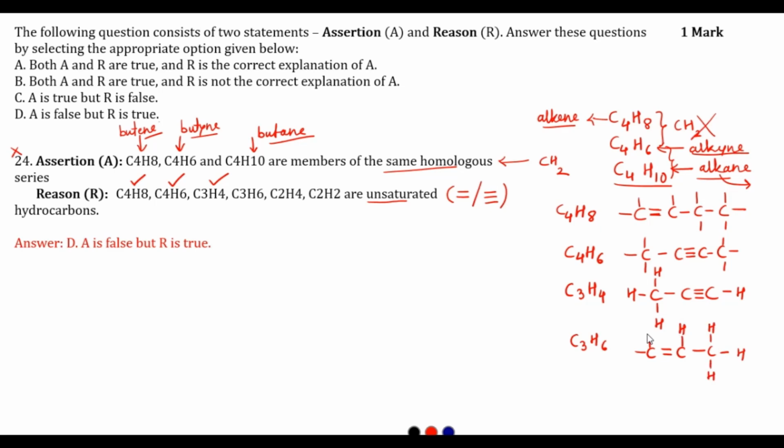I hope you're understanding. Each carbon should have 4 bonds. So that carbon valence will be balanced. 1, 2, 3, 4, 5, 6. So this is also alkene, so unsaturated. Now see next one, C2H4.